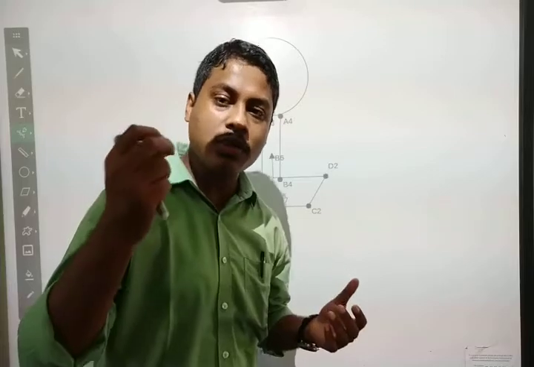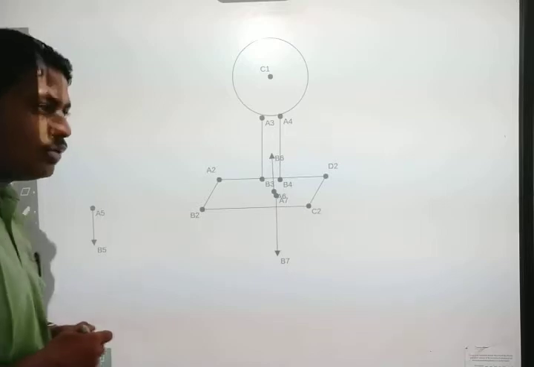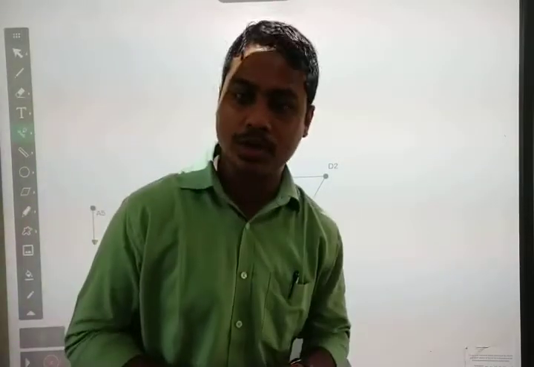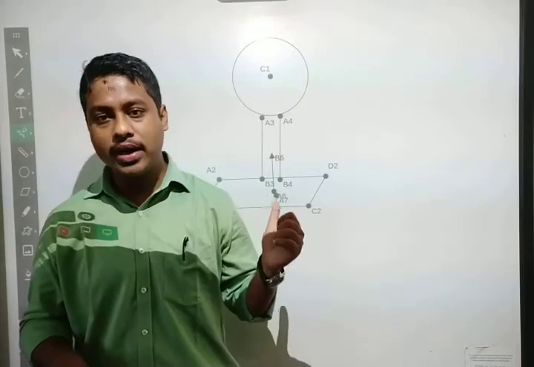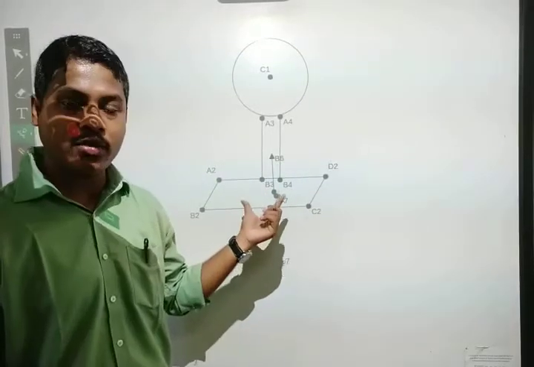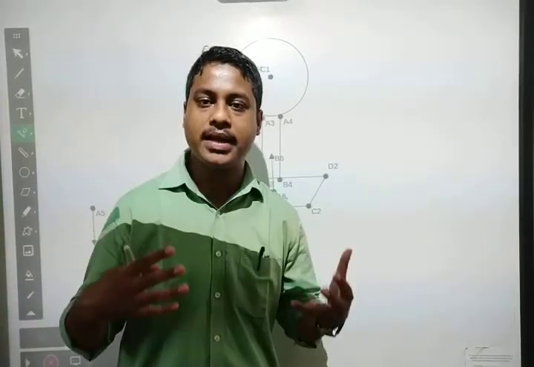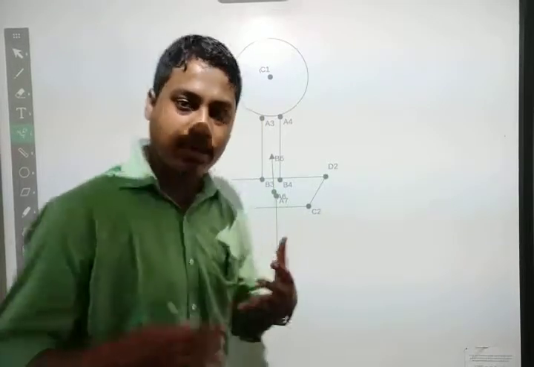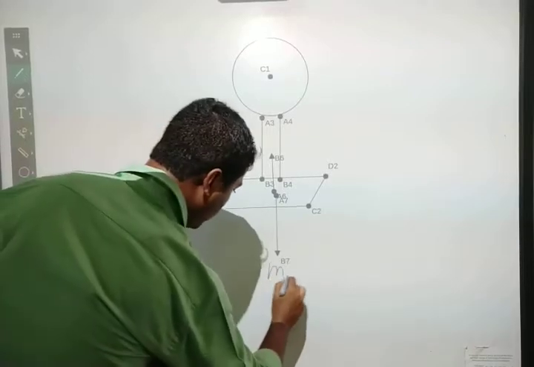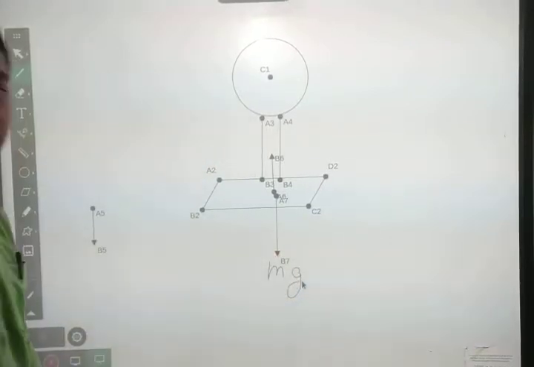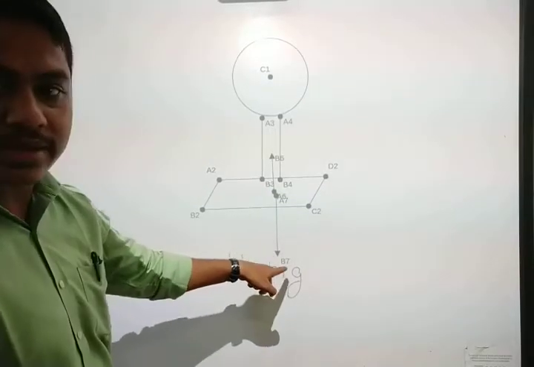Now how is the weight being measured? That we need to see. We have discussed Newton's third law of motion, that every action has equal and opposite reaction. So when you stand over the weighing machine, your weight will be acting on the weighing machine towards a downward direction. So if I write it here, this will be your weight mg, which will be towards a downward direction. W is equal to mg.